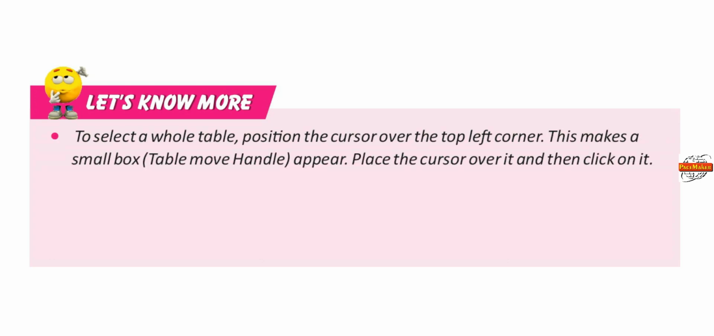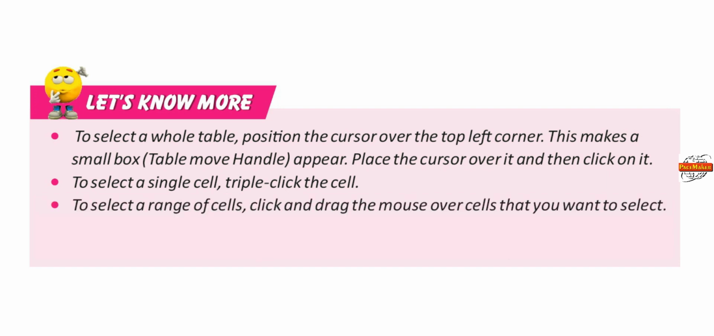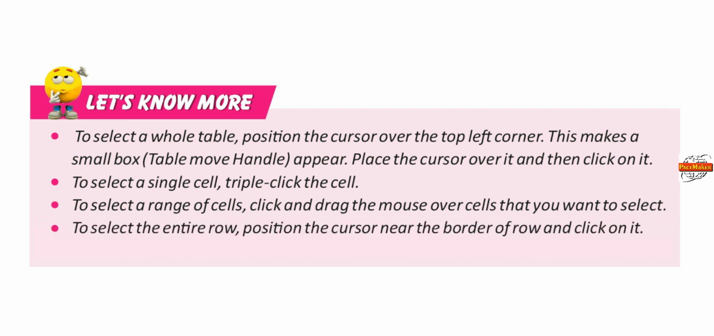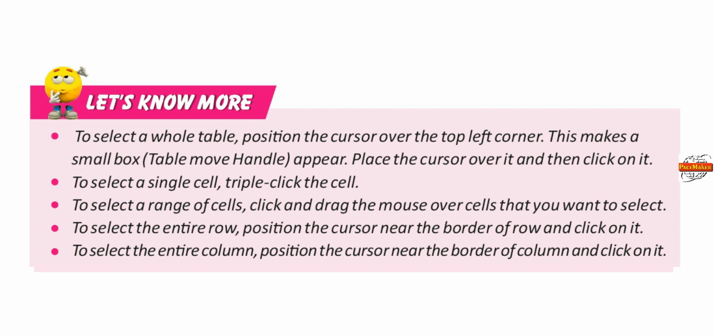Let's know more. To select a whole table, position the cursor over the top left corner. This makes a small box, Table Move handle, appear. Place the cursor over it and then click on it. To select a single cell, triple-click the cell. To select a range of cells, click and drag the mouse over cells that you want to select. To select the entire row, position the cursor near the border of row and click on it. To select the entire column, position the cursor near the border of column and click on it.